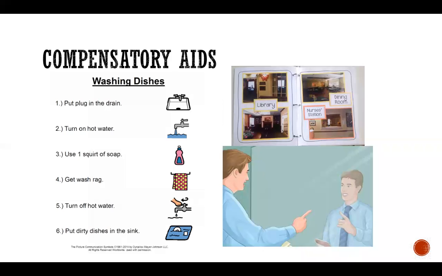So these are the compensatory aids I chose. On the left, you see a visual cue outlining the steps with the corresponding pictures. And you also see a memory book on the top right. These pictures and visual cues not only help the patient find what they are looking for, but also help them participate in meaningful activities more independently, such as washing dishes.